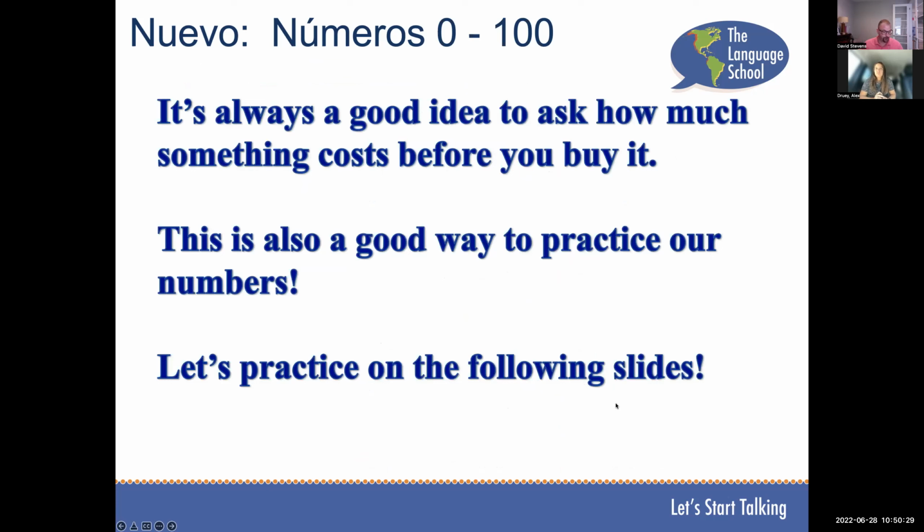Numbers are super important to know because when you're traveling, you're going to have to buy things. And if you don't have your numbers down, you're going to end up maybe spending too much for something, right? And then in your line of work, of course, too, you have to know your numbers in Spanish.